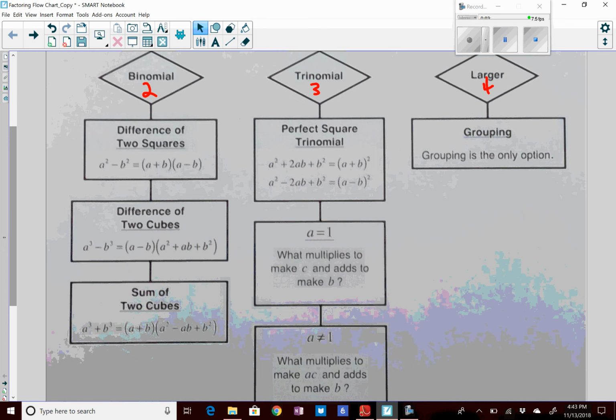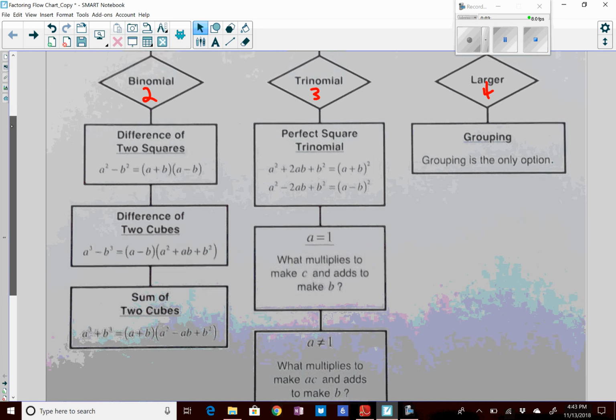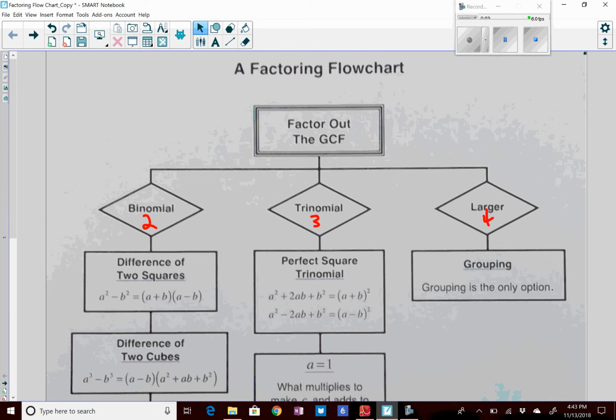So when you're working with these different expressions that they want you to factor, you want to take a look at this flow chart to help yourself recognize what it is that is presented to you and what technique needs to be used in that situation.